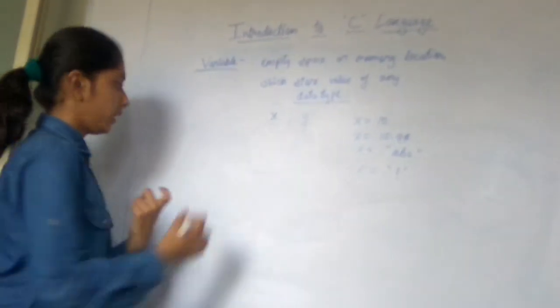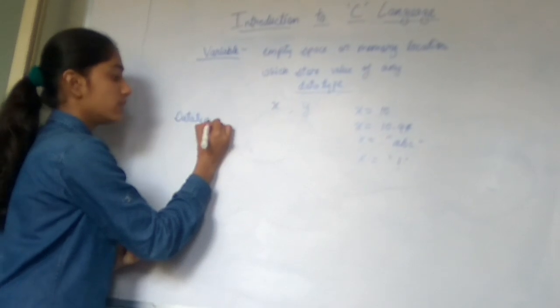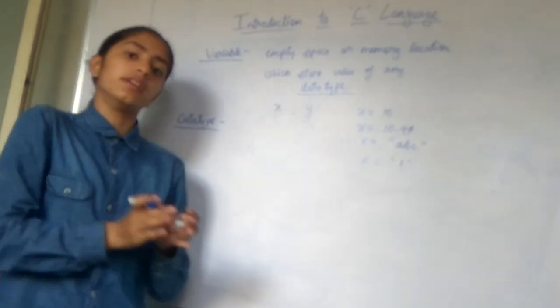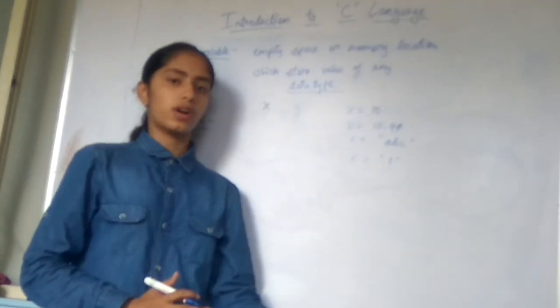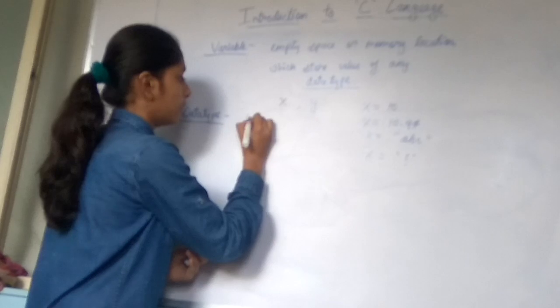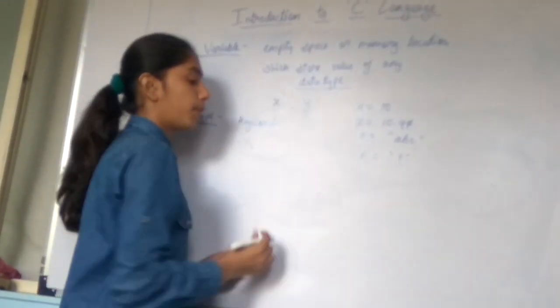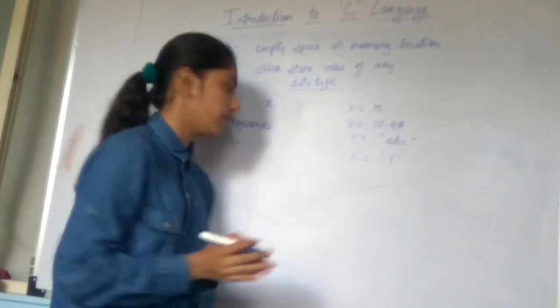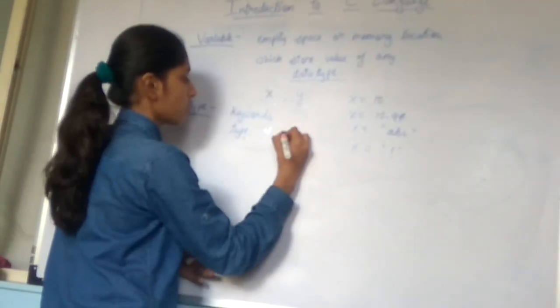Now we need to elaborate this term data type. As we saw before, void is a return type, which means it specifies the type of value which the function is going to return. Similarly, data types are some keywords which specify the type of value to be stored in a variable. So basically it specifies the type of value.